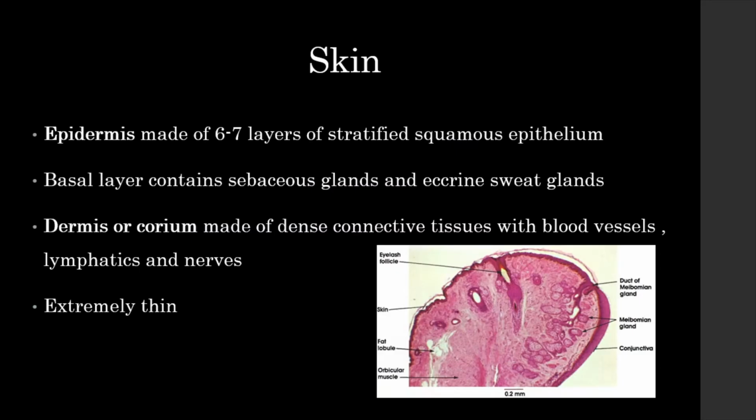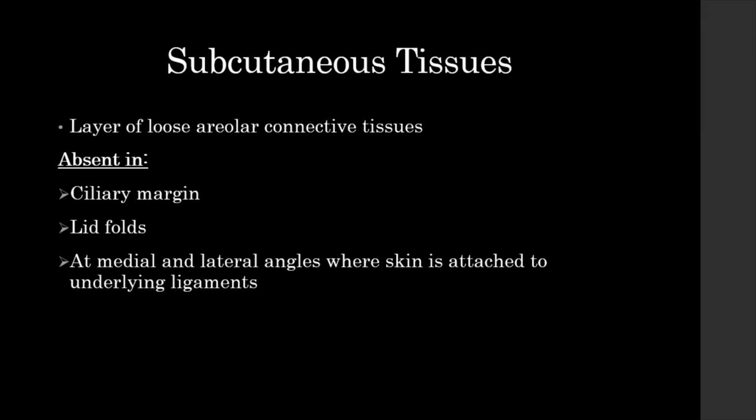Skin. The epidermis is made up of 6 to 7 layers of stratified squamous epithelium, and the basal layer contains the sebaceous glands and eccrine sweat glands. The dermis is made of connective tissue with blood vessels, lymphatics, and nerves. And this is the thinnest skin amongst the rest of the body.